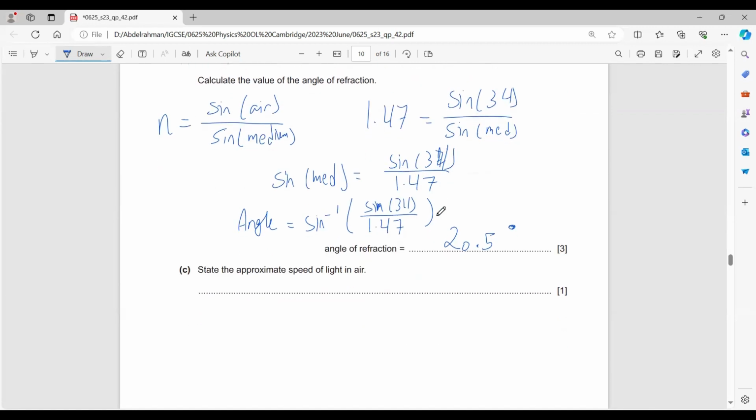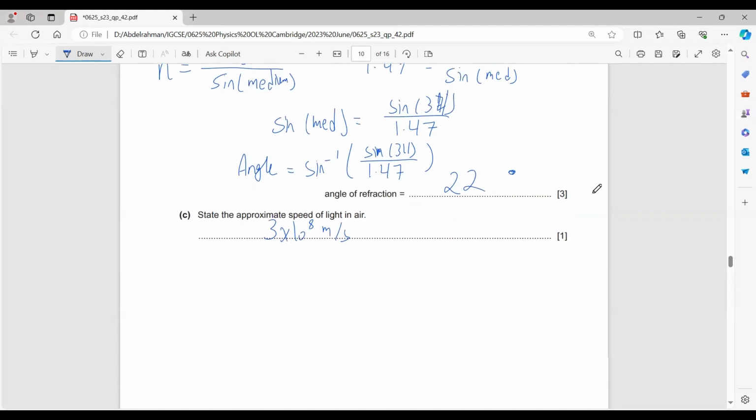State the approximate speed of light. 3.0 times 10 to the power of 8. Are you sure it's 20.5? I didn't get 20.5. Wait, let me redo it, sorry. It's not 20.5. It's 22.4. So I can write it down as 22. 3 times 10 to the power of 8 meters per second. That's the approximate speed of light in air. Okay, good.